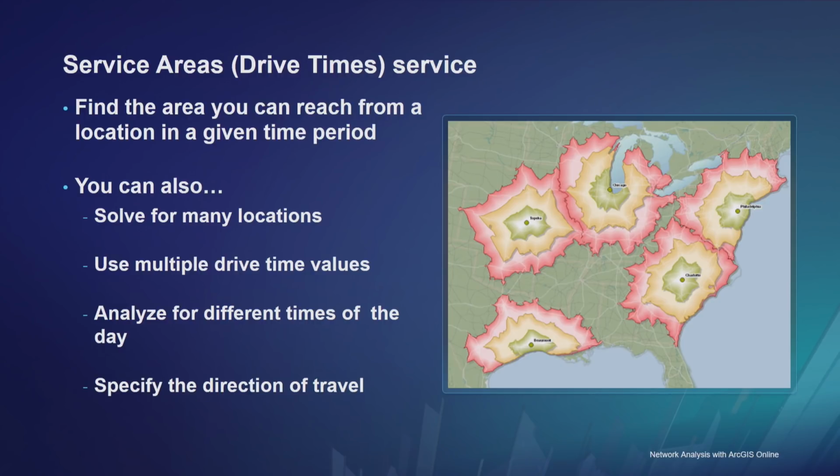The next service is called service area, in some places the drive time. It's essentially the ability, if you have 1 or more locations, to see how far out you can travel within a certain amount of time, maybe how far you can walk in 5 minutes from the restaurants or the San Diego Convention Center. You can have multiple rings, as shown here.